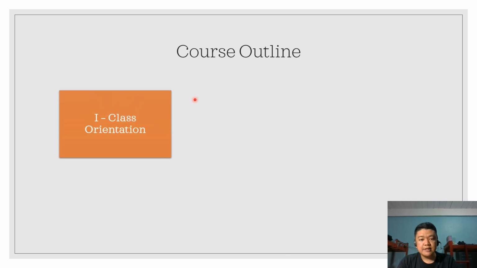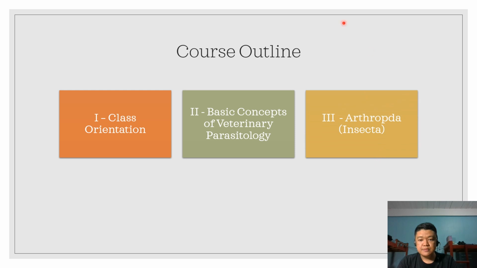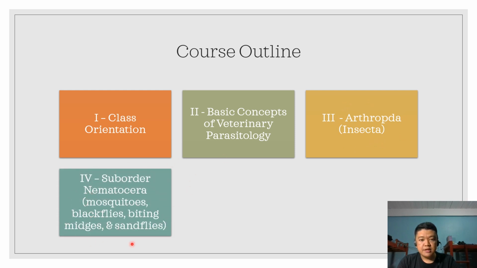For our course outline, our module 1 will be class orientation. Our module 2 will discuss about the basic concepts of veterinary parasitology. The module 3 will discuss about phylum Arthropoda and the class Insecta. For module 4, it will deal with the suborder Nematocera. When we say suborder Nematocera, this includes the blood-sucking insects, mosquitoes, black flies, biting midges, and the sandflies.